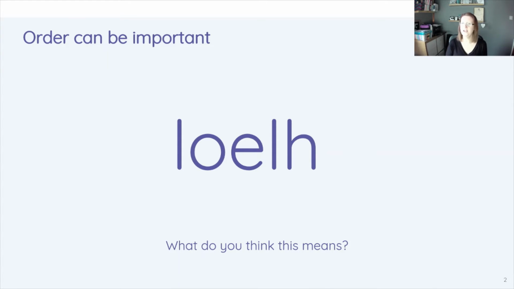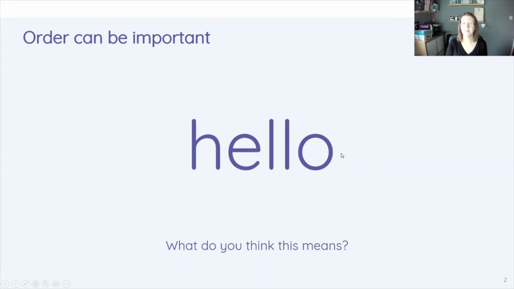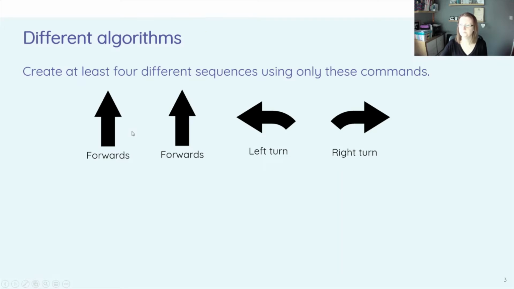So if you look here at the screen, order is really important. If we look at those letters, what does it mean? At the moment, nothing, because we can't see. The order of those letters is really important. When we reshuffle it and put them in the right order, it says hello. So it's really important that those are in the right order for us to read it, the same as instructions.